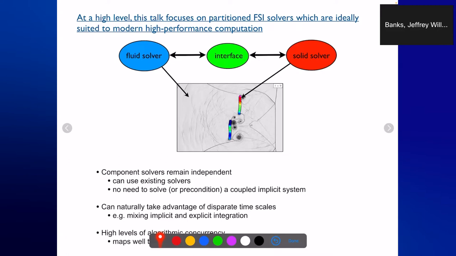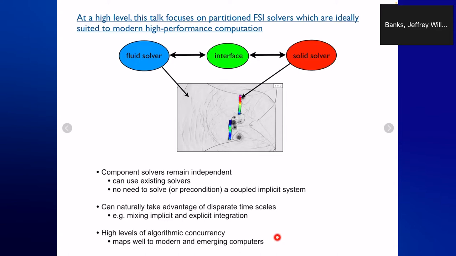You can also take advantage of timescale separation. So you could mix implicit and explicit integration like we do quite a bit. And in principle, you can already see that you've broken the problem into some number of subproblems. So in some sense, you've already done some of the parallelization, so you've helped yourself out a little bit as it relates to mapping to large machines.